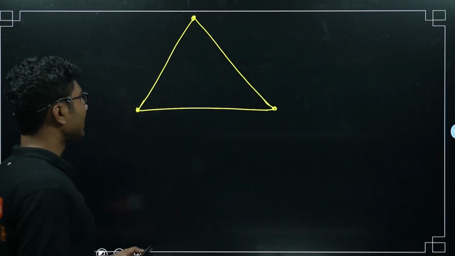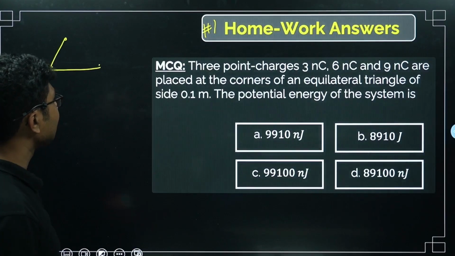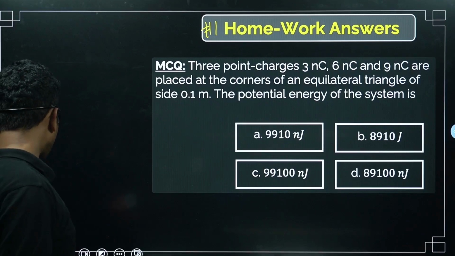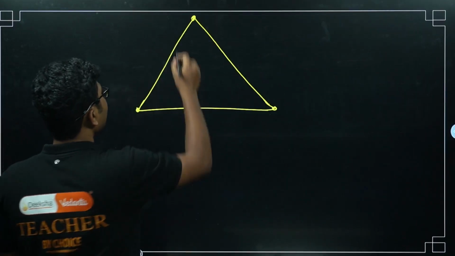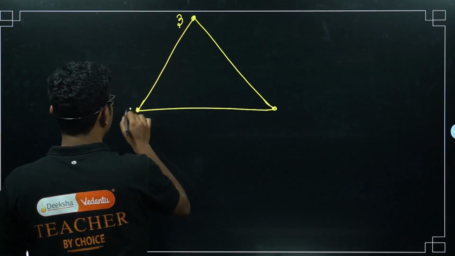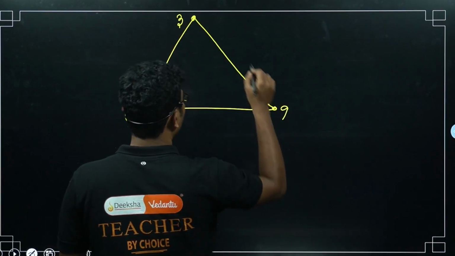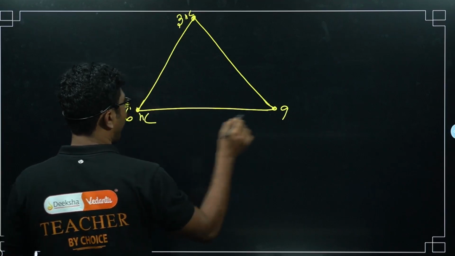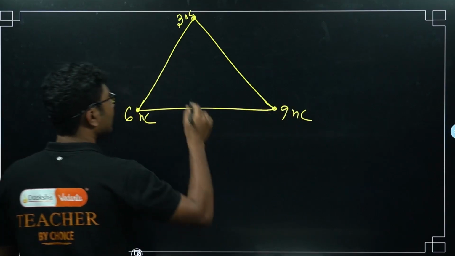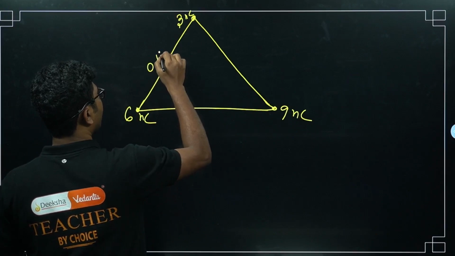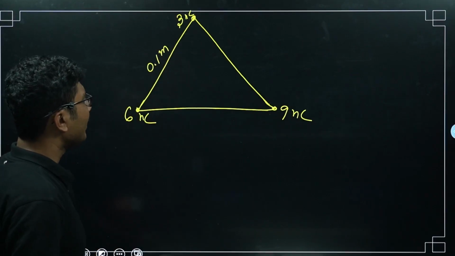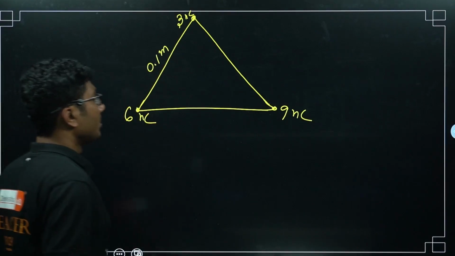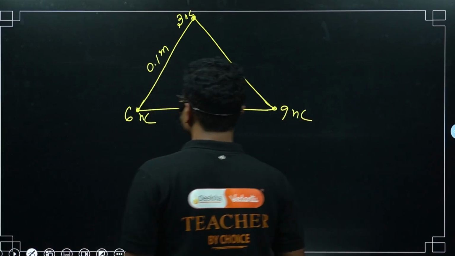Now what are all the things given? The charges are 3, 6, 9, all in nanocoulombs, and the distance is 0.1 meters, right? Now they have asked you to find the energy of this system. So what is the energy? How can we calculate the energy?